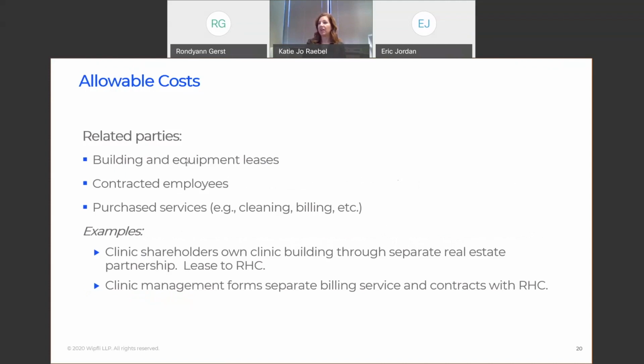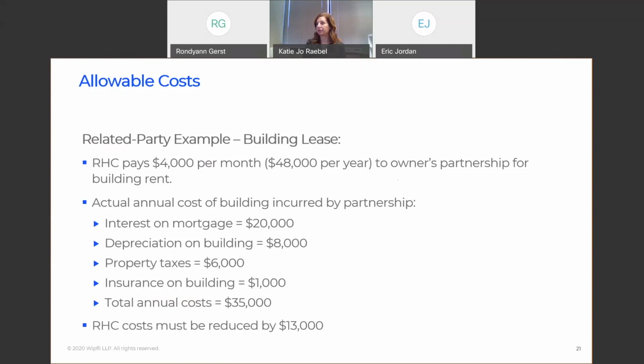So again, some examples would be building and equipment leases. Perhaps we have a management company that's a related party, and we lease employees from that management company. We want to make sure that if it's not a pass-through expense, if it's an inflated expense, we're actually just incurring the amount that was incurred by the management company. So you may see some adjustments on your cost report.